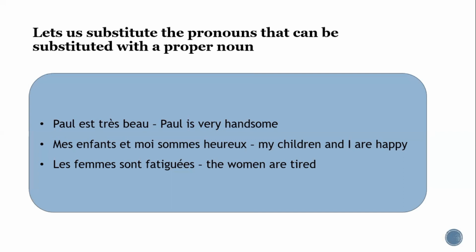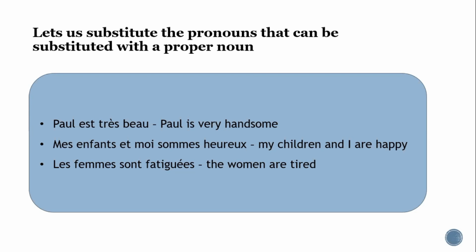Okay, perfect. So the second one, mes enfants et moi sommes heureux, which is my children and I are happy. My children and I is we, right? Oui. Okay, that means if you want to substitute my children and I with a pronoun, it will be we. That means we are happy. Do you get me? Oui, ma'am. So you will just have to go back to your conjugation and trace where we is. Then you will know that it is sommes. So that is why we have mes enfants et moi sommes heureux.